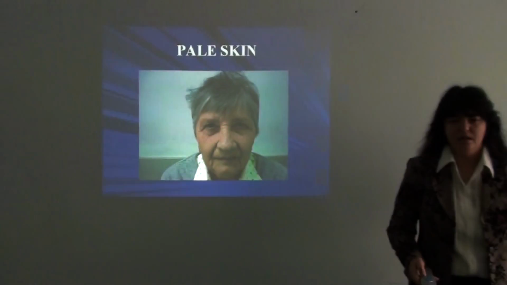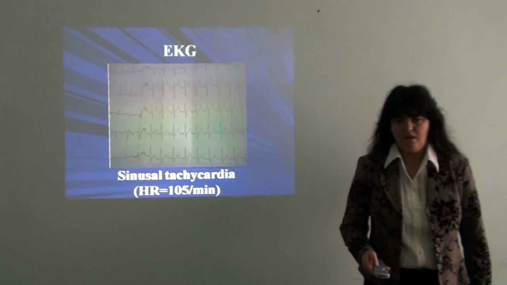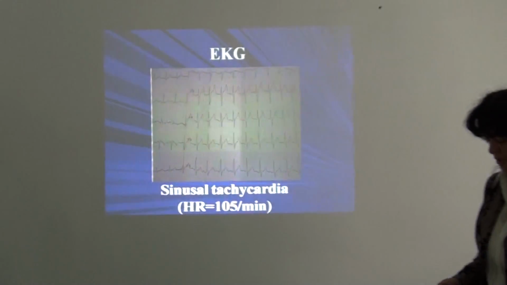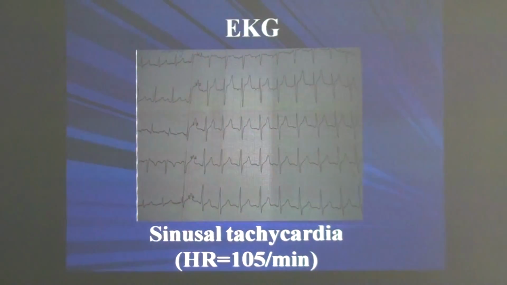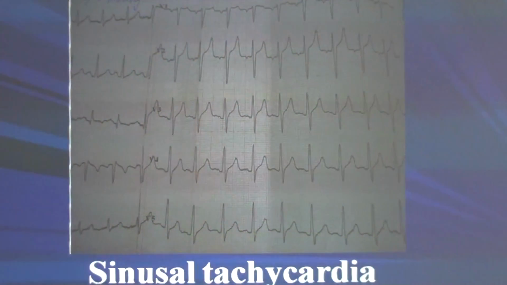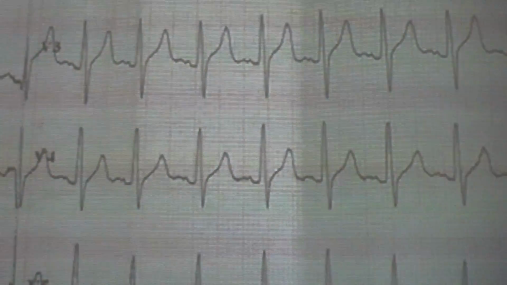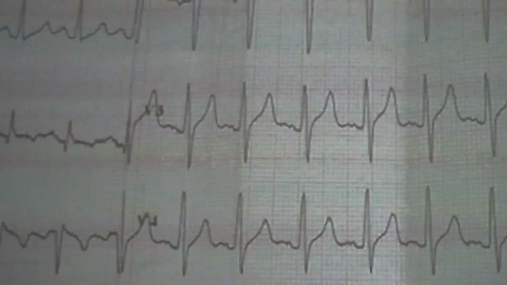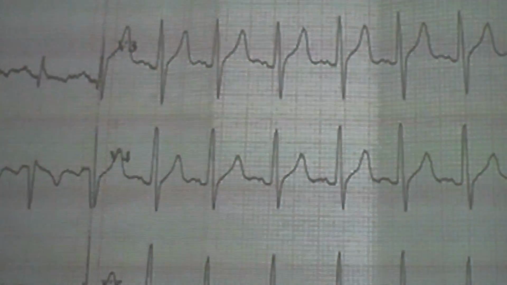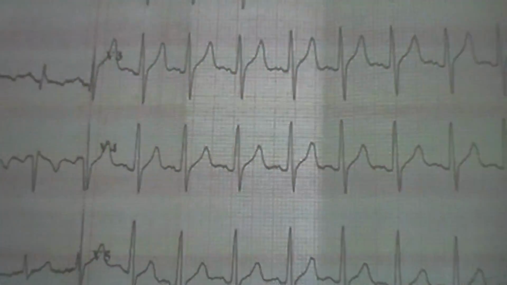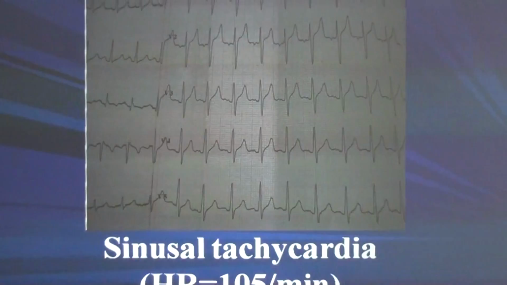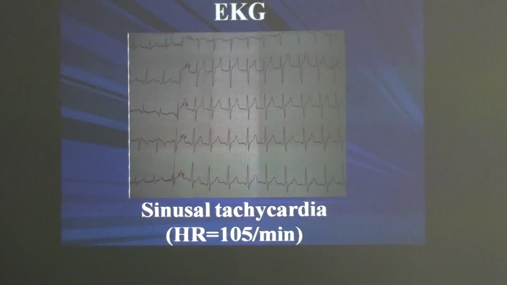In the next slide, I put the ECG of the patient because I want everybody to see very well that the heart rate was 105 beats per minute. So in this ECG we find that there is sinus tachycardia.